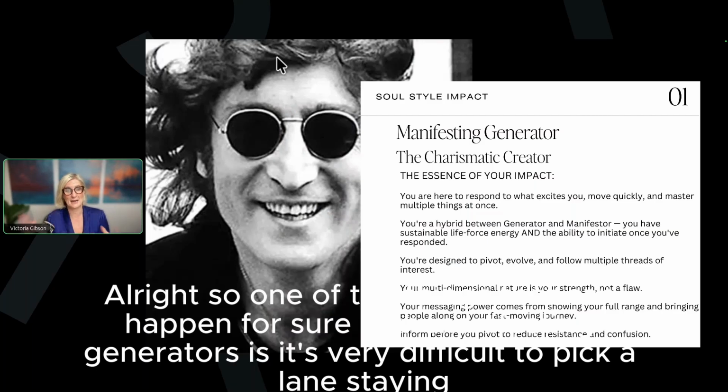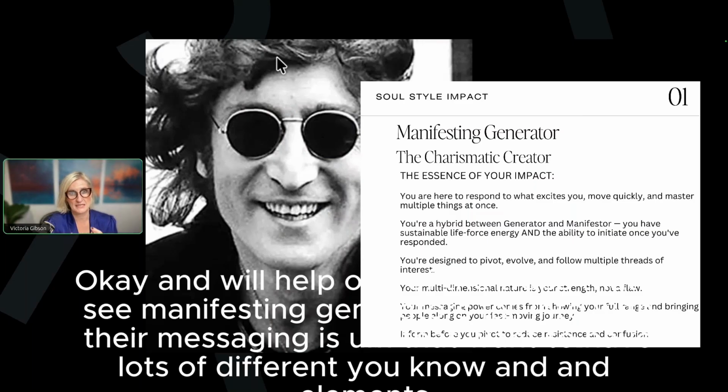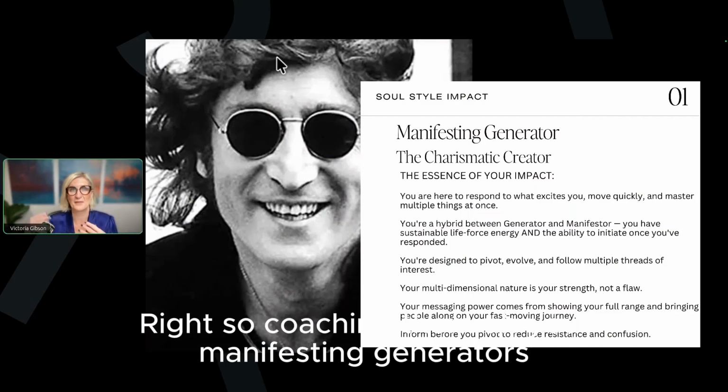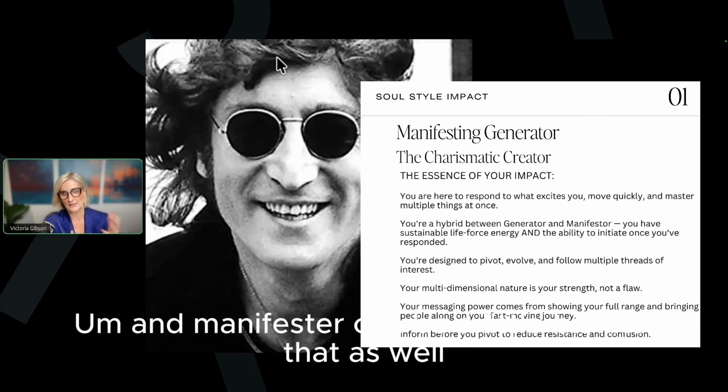Right. So one of the things that can happen for sure with manifesting generators is it's very difficult to pick a lane to stay in. You don't necessarily have to, but it will help you. But you can have dimensions within that lane. Okay, and it will help. One of the traps that I see manifesting generators fall into with their messaging is that they want to have lots of different offers and elements, right? So coaching manifesting generators can be more of a challenge to keep them on track. And a manifestor can be a little bit like that as well.